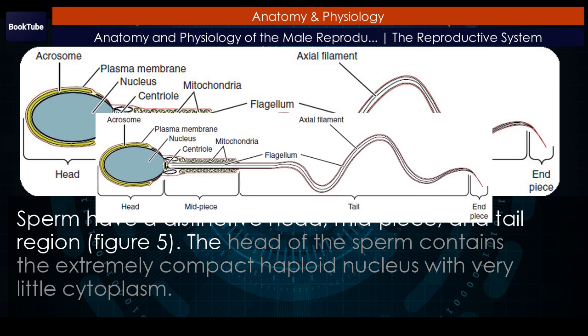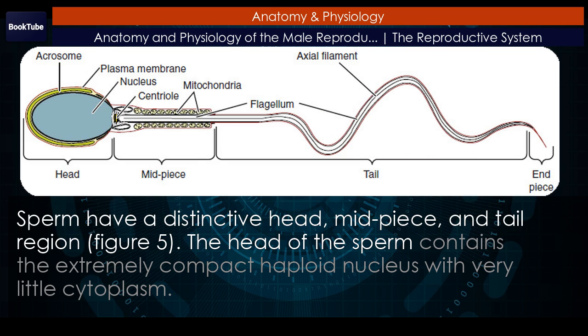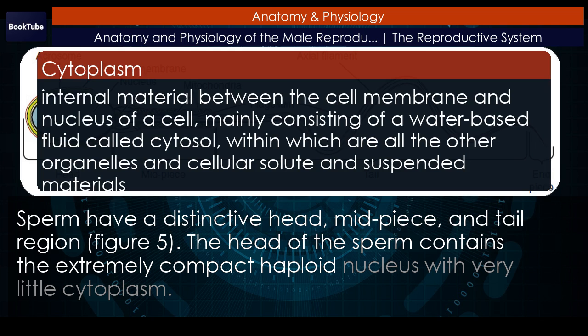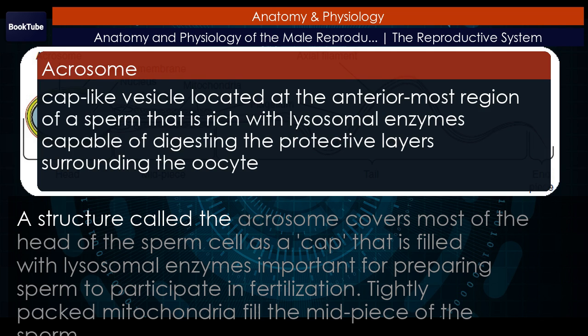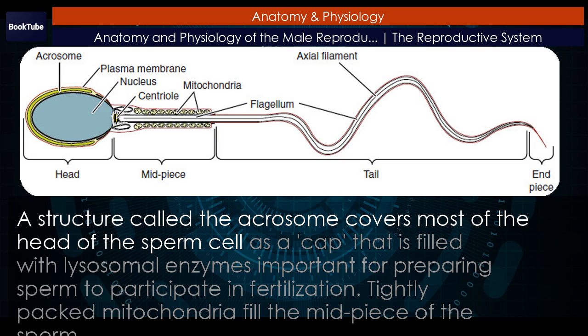Figure 5. The head of the sperm contains the extremely compact haploid nucleus with very little cytoplasm. These qualities contribute to the overall small size of the sperm. The head is only 5 µm long. A structure called the acrosome covers most of the head of the sperm cell as a cap that is filled with lysosomal enzymes important for preparing sperm to participate in fertilization.